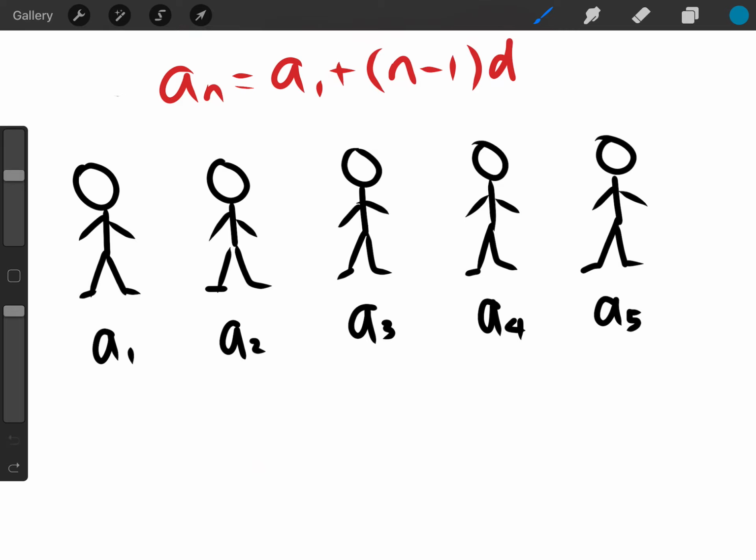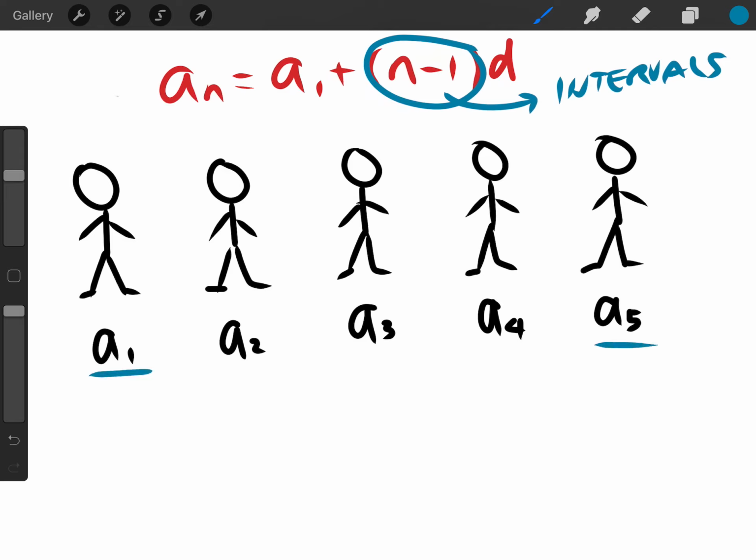All right, so continue from the last video. I just want to explain to you guys why there is n minus 1. So n minus 1 is basically an interval. You guys know what intervals are, right? Let's just say there are going to be 5 people right here, from the first person to the fifth person. How many spaces or how many intervals are in between 5 people?